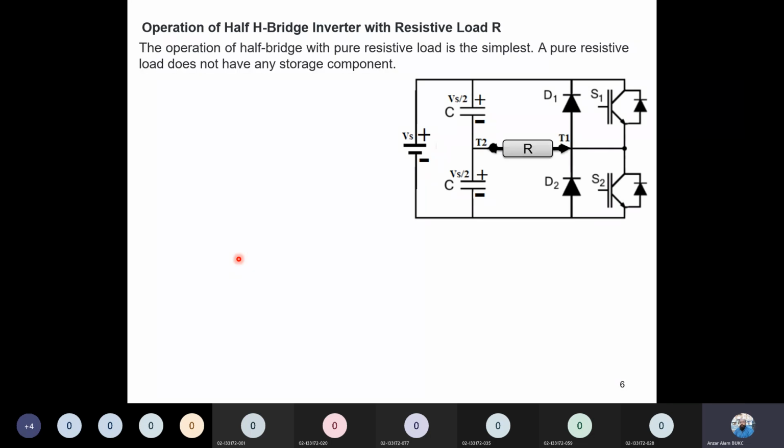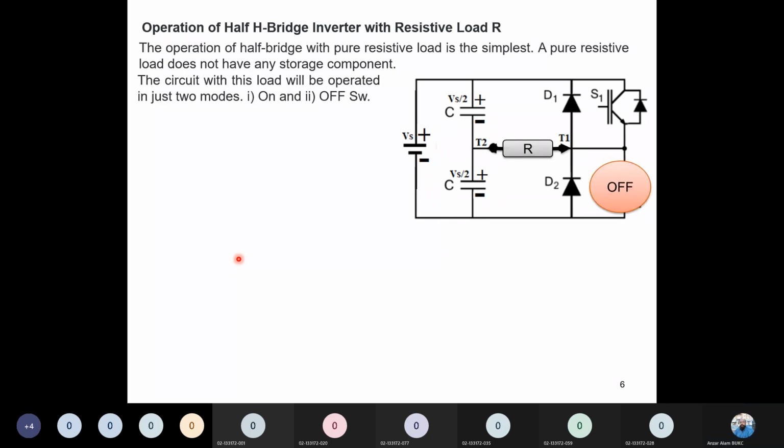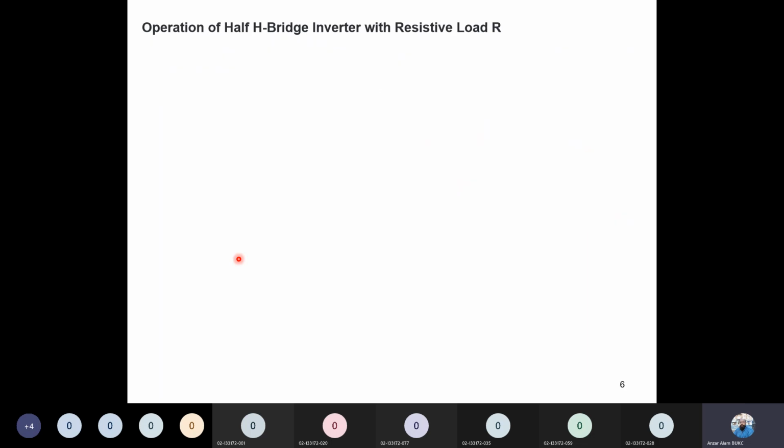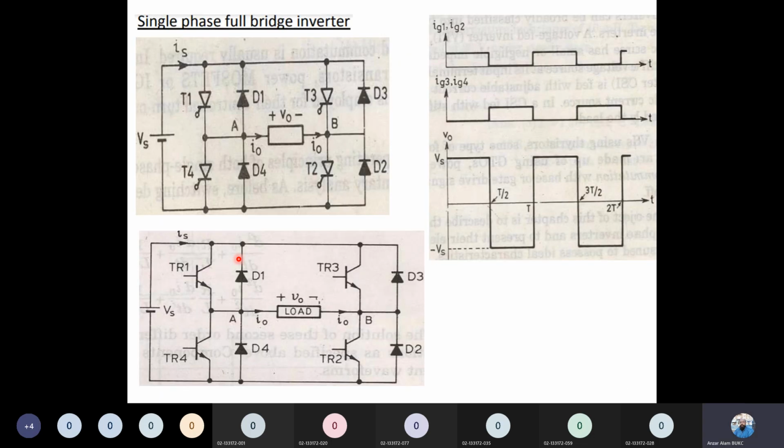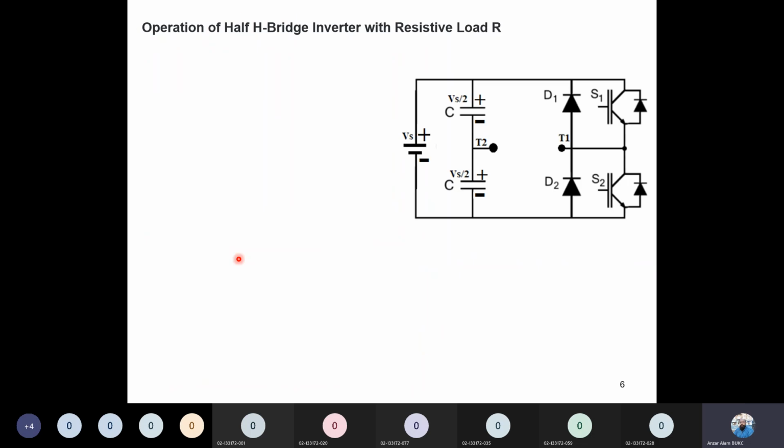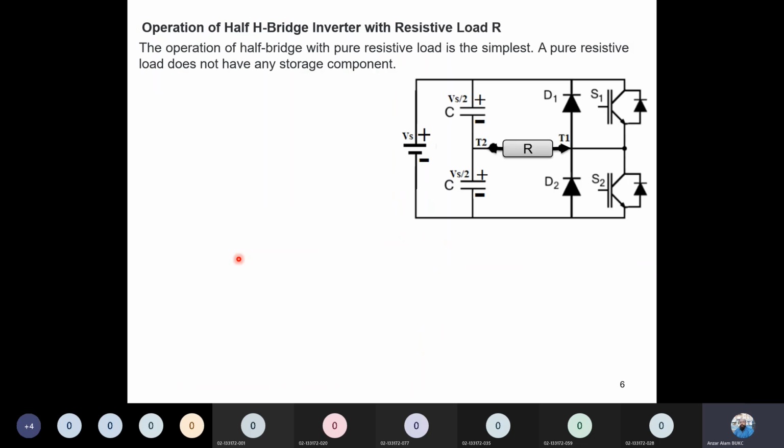Operation of half bridge with resistive load we have. I think I did not cover this with you earlier. Last time we just ended with this slide. So this is again the same circuit. Operation of half bridge inverter with resistive load.